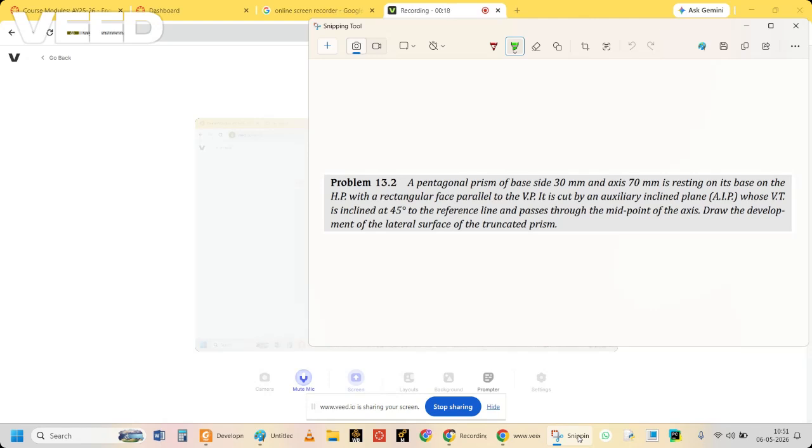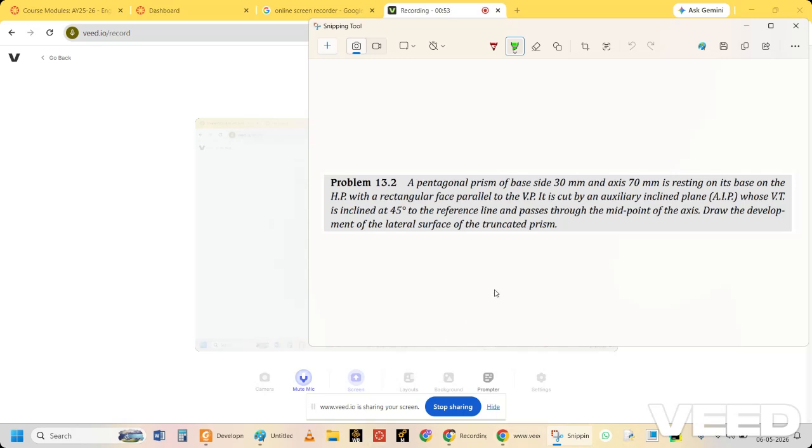Now, in this question, they have given a pentagonal prism of base side 30 mm and axis 70 mm resting on its base on the HP with a rectangular face parallel to the VP. It is cut by an auxiliary inclined plane whose vertical face is inclined at 45 degrees to the reference line and passes through the midpoint of the axis. Draw the development of the lateral surface of the truncated prism.